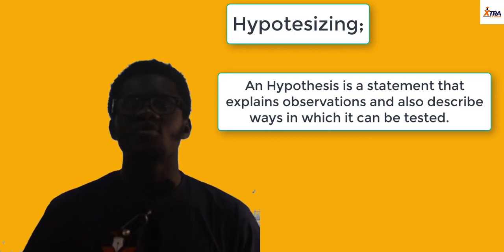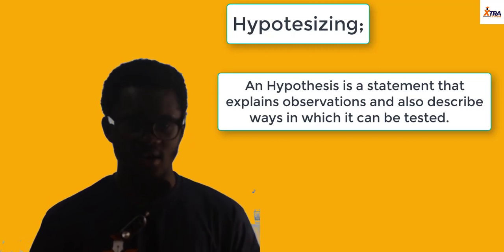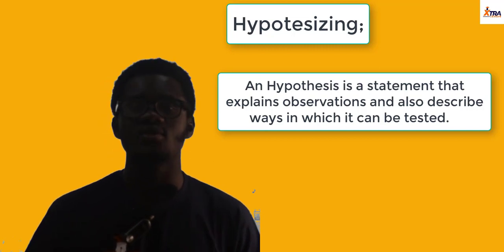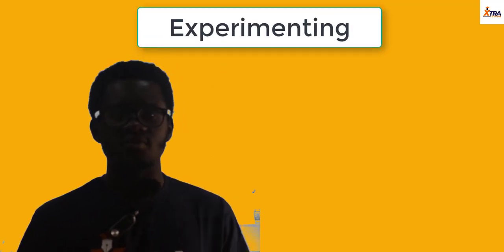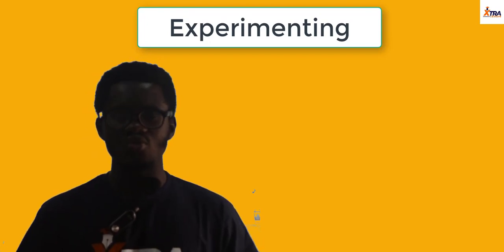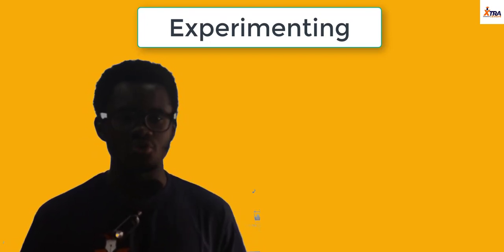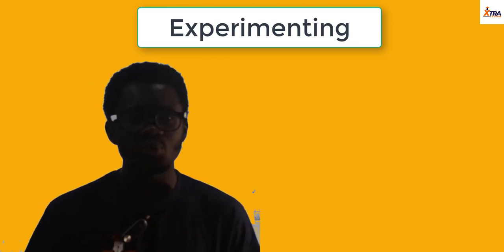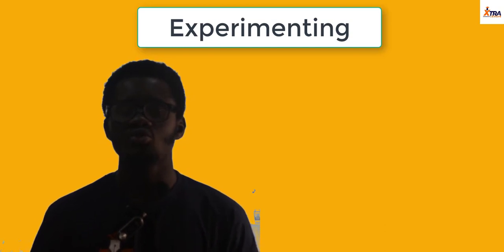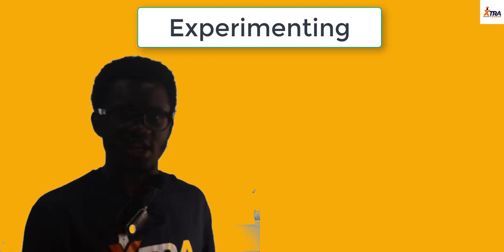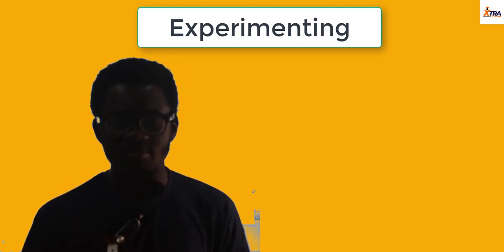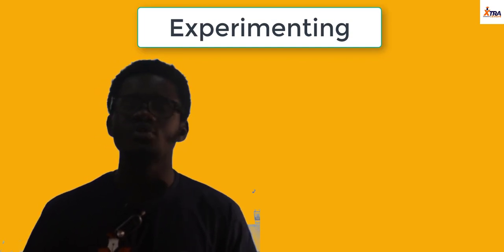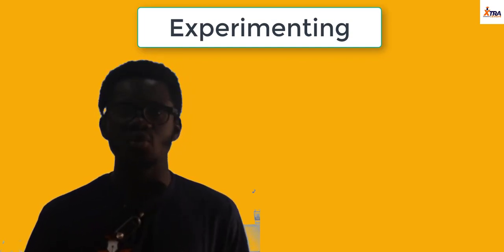And that is why from the stage of hypothesis, you need to test it out. So the next stage after hypothesizing, which is the next stage in the scientific method, is experimenting. Now, it's in this stage of experimenting that you test out what you have said, right? And remember I told you initially that hypothesis is a statement that explains observation and also describes ways in which it can be tested. So more like you're doing two things in the stage of hypothesis, which I previously mentioned. You are making a statement explaining, you're also telling how you can test out what you said. And the process of testing out hypothesis is through experimenting.